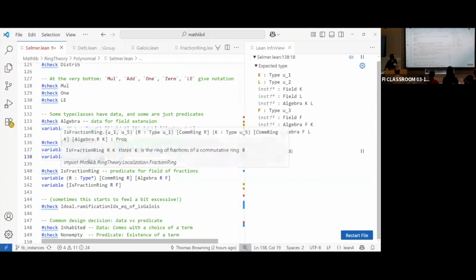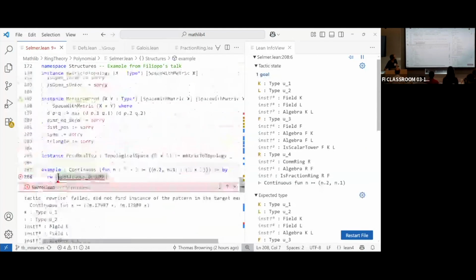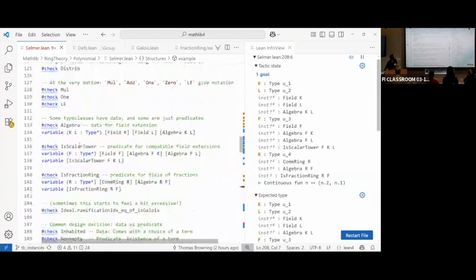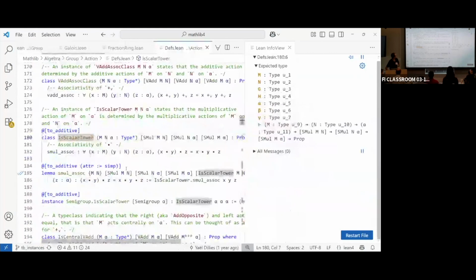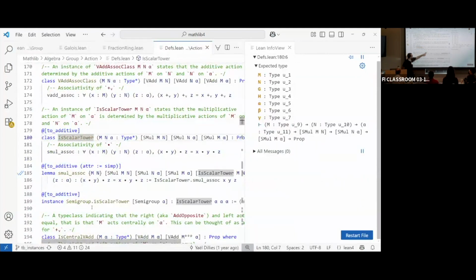And then is-scalar tower is this very, very general kind of, I don't even know how to parse this. It's basically saying if you let X act on Y and then let that act on Z, that's the same as X acting on Y acting on Z. But somehow that's equivalent to the algebra maps commuting. So it's kind of silly.